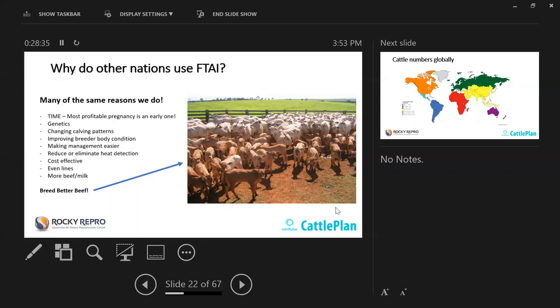This is just an example in Brazil of breeding better beef. They're crossbreeding Nelore with Euro breeds just for the beef quality, and that's the outcome.